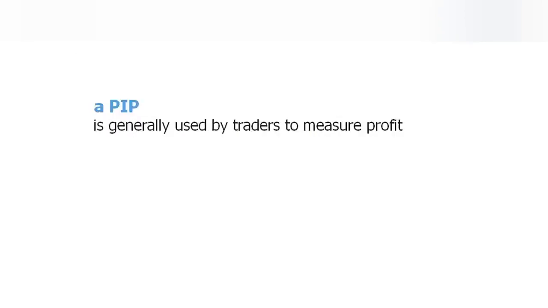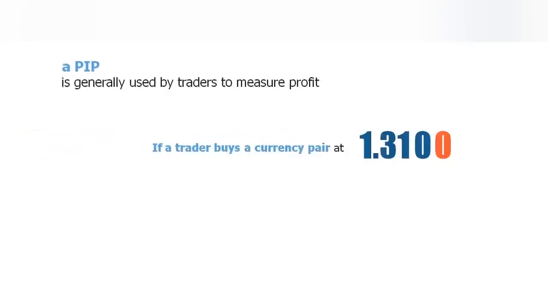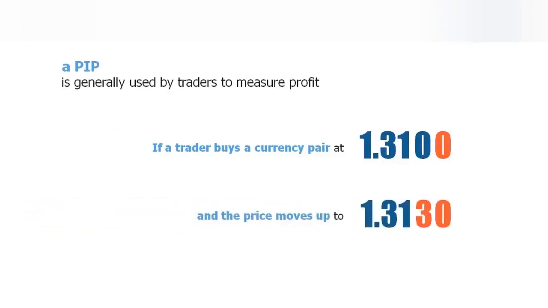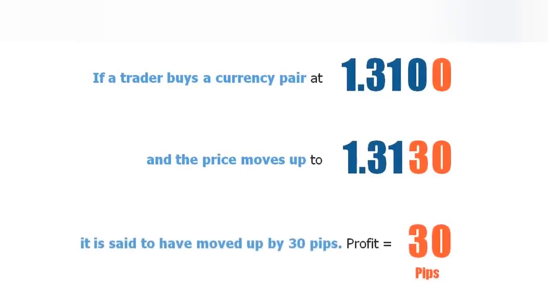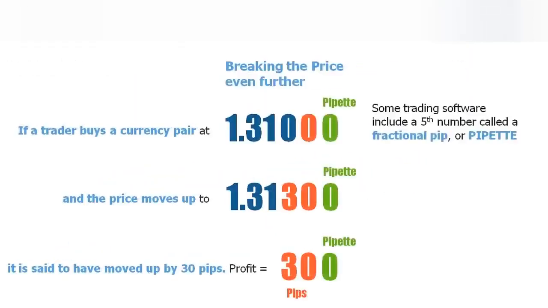Pips are how traders generally measure their profit. If a trader buys a currency pair, again the euro-US dollar at 1.3100, and the price moves up to 1.3130, it is said to have moved up by 30 pips, or the trader gained a 30 pip profit. Some trading software make use of 5 decimal places, in which case the 5th number is called a fractional pip or pipette.